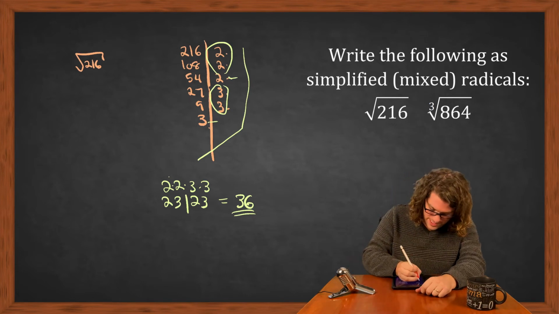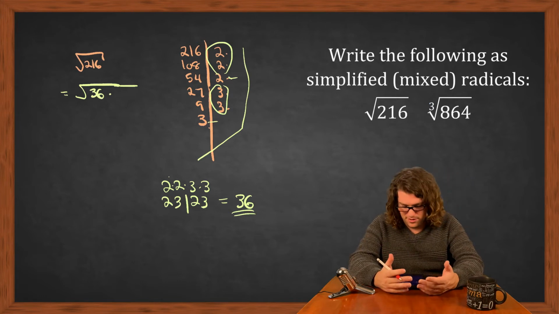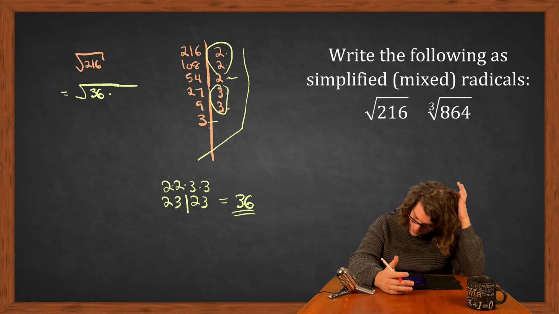So let's take this 216 and split it up into 36 times the thing that, when multiplied by 36, gives you 216.